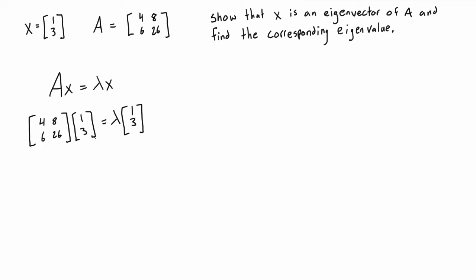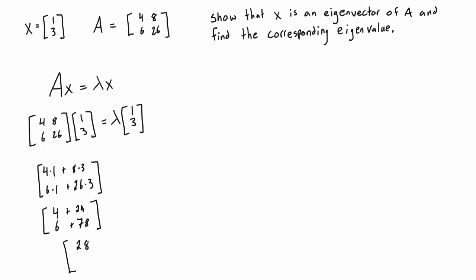So let's solve the left-hand side first. We can basically just treat this as matrix multiplication. With that said, we're going to get 4 times 1 plus 8 times 3. This will be the first element of our resulting vector here. And then the second element is going to be 6 times 1 plus 26 times 3. All right, this simplifies to 4 plus 24 on the top and 6 plus 78 on the bottom. And that simplifies ultimately to 28, and the second element is 84.